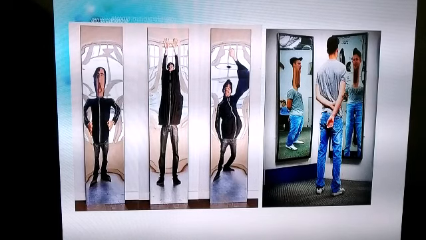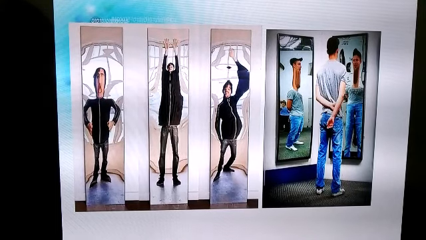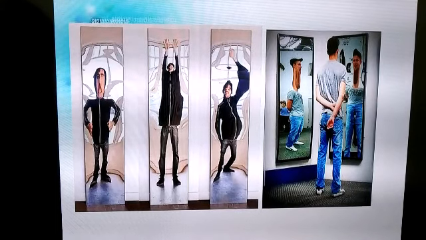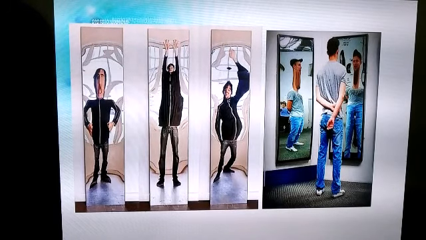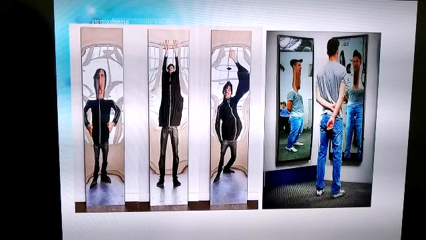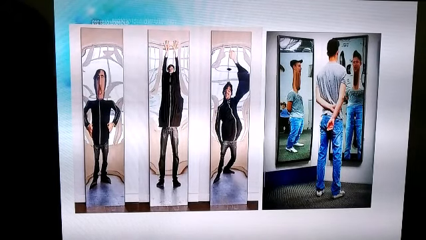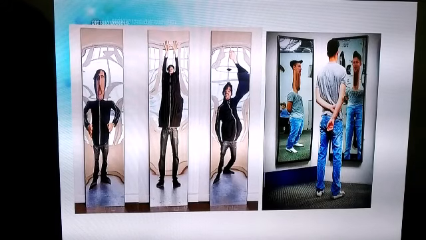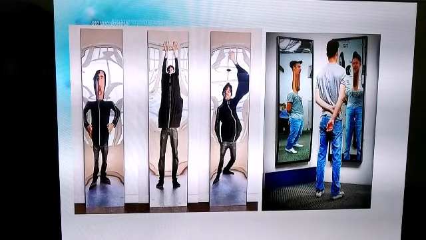So are these mirrors different from the mirrors that we use at home? Yes, the mirrors that we use at home are plane mirrors, but the mirrors in the gallery are curved mirrors, and the images formed by the curved mirrors are different from those formed by the plane mirrors, and these curved mirrors are called spherical mirrors.